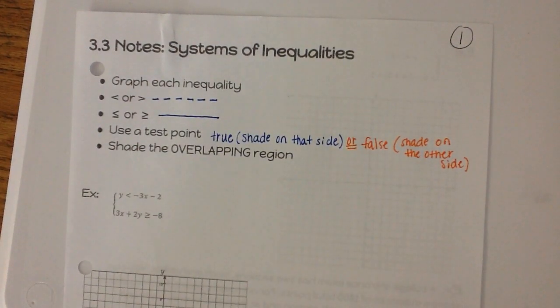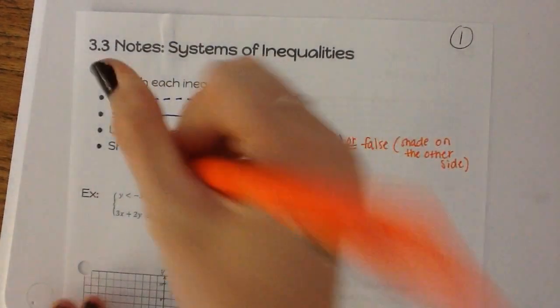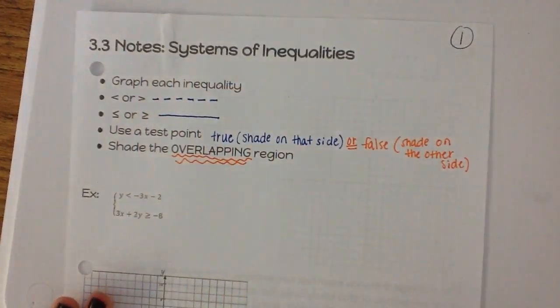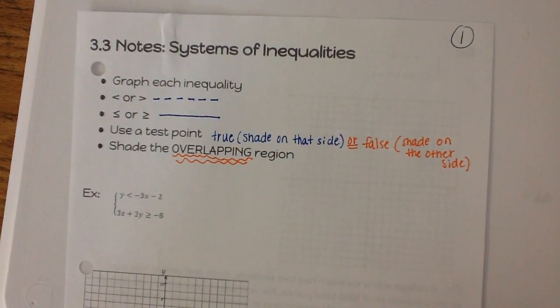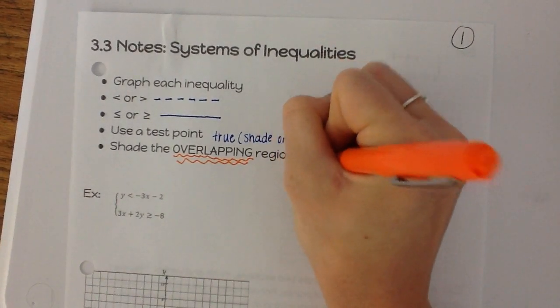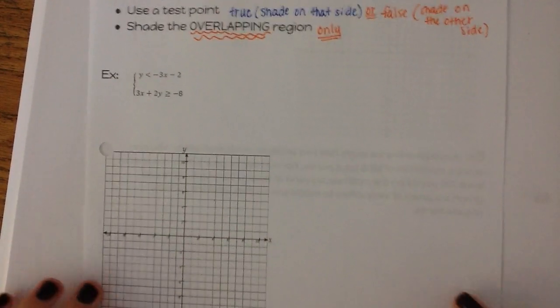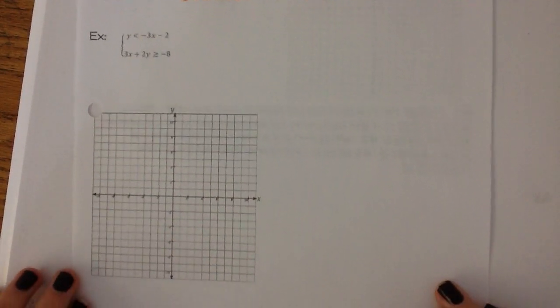Okay, so now that we have systems of equations, we are going to shade the overlapping region. Instead of shading the whole thing like we did before, we are only shading the overlapping region. Okay? So that is the only region we are shading. So let's go ahead and look at our first example. We have y is less than negative 3x minus 2. So let's go ahead and graph that one first.